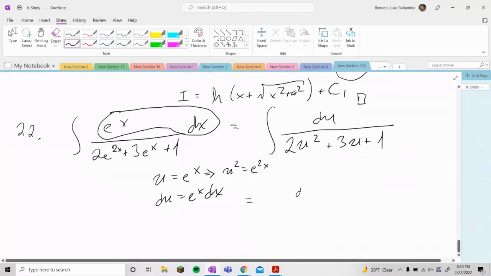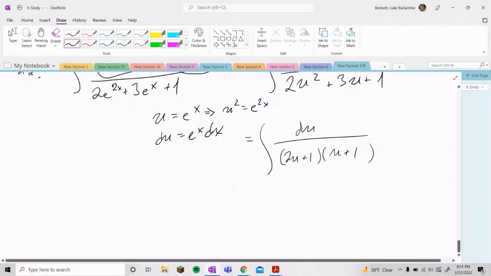And so this factors, doesn't it? Sure hope so. Otherwise, we would probably need to complete the square in the denominator. But yeah, this works because we have 2u squared plus 2u plus u, that's 3u, plus 1. Yep. So then we would do partial fraction decomposition. I said I wasn't going to do it, but I'm going to actually do it. 1 over 2u plus 1, u plus 1.